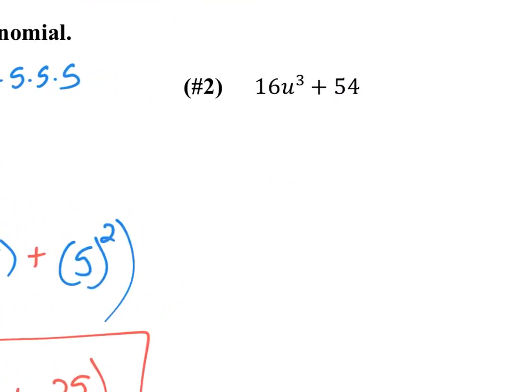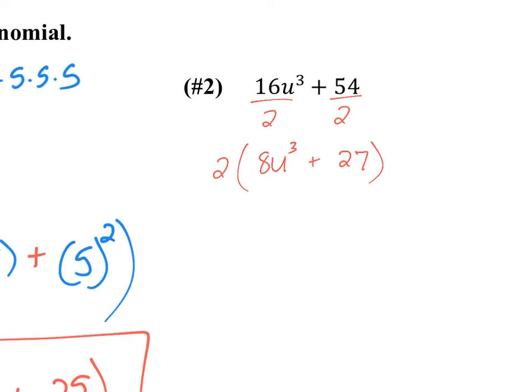In number 2, 16u to the third plus 54. The first step we always check for is a GCF. In this case, the GCF is 2. Divide them both by 2, and we end up with 2 times 8u to the third plus 27.